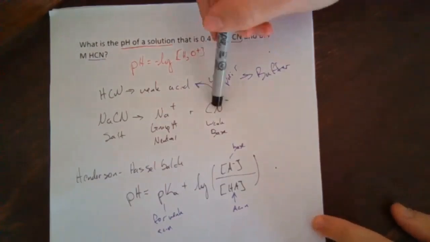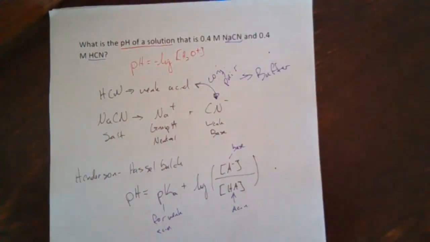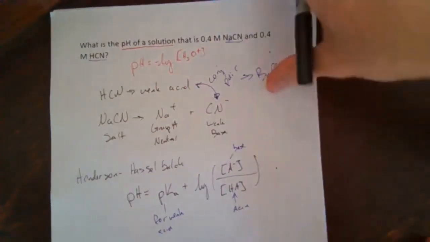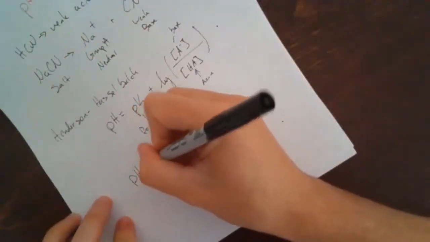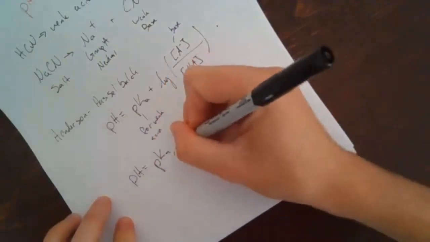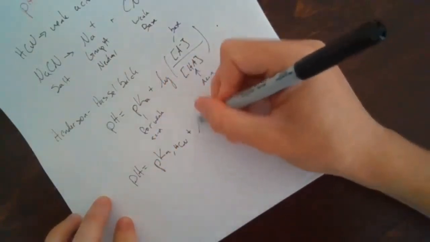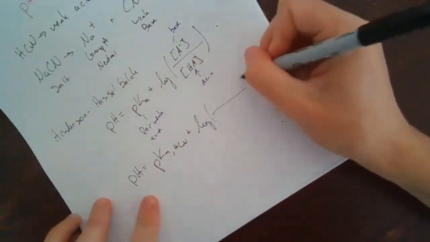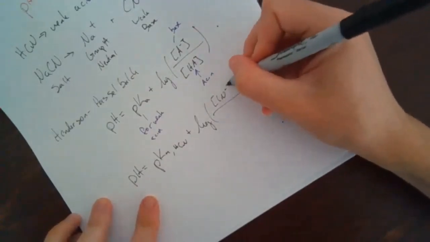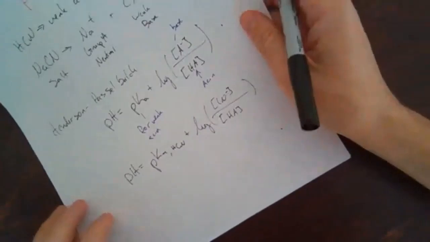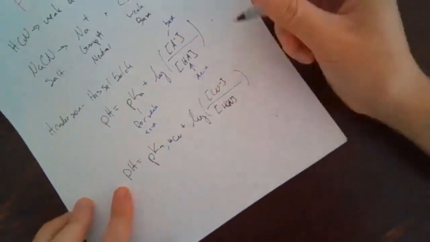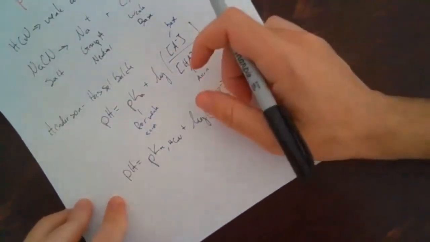So here I have this cyanide and hydrocyanic acid buffer. And if I want, I can flesh out these variables to be specific to this buffer. The pH is equal to the pKa of HCN plus the log of the concentration of cyanide divided by the concentration of HCN, the actual acid that I'm using.